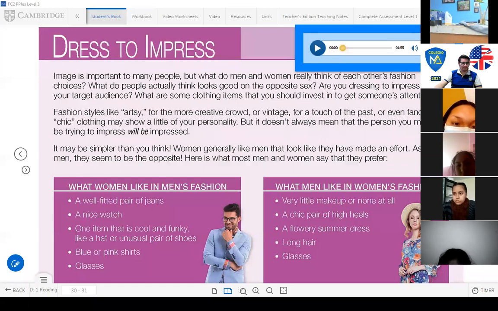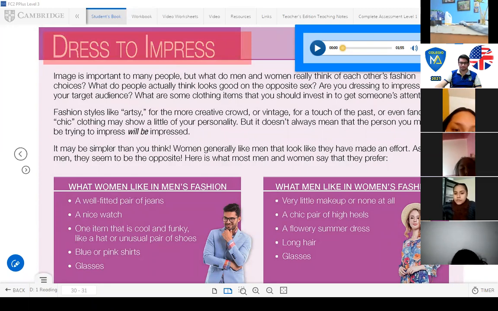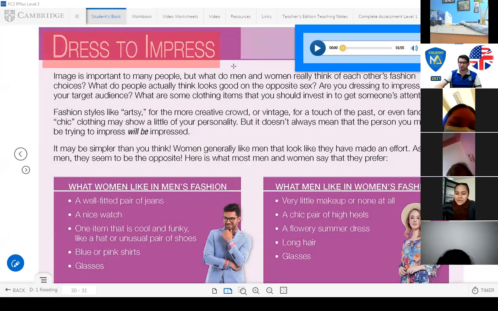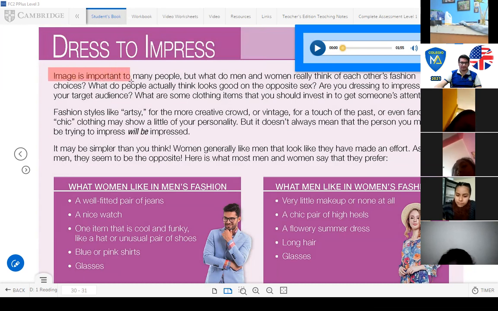Quispe, Angela, okay? You're gonna listen and read this part. Just listen and repeat, Quispe. Dress to impress. Quispe. Dress to impress. Okay, now image is important to many people.